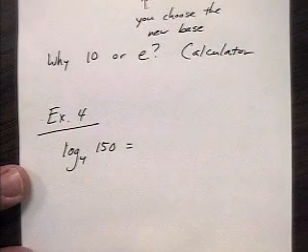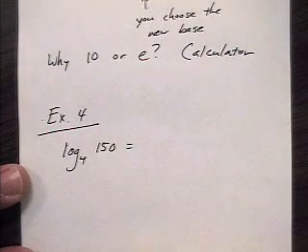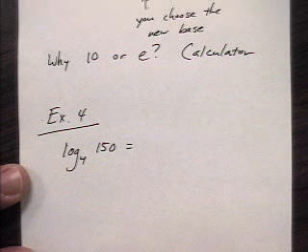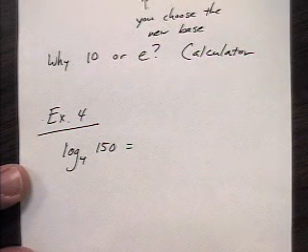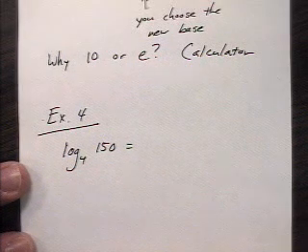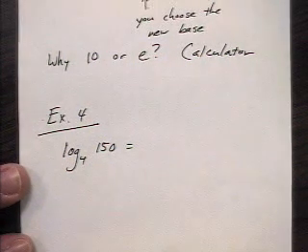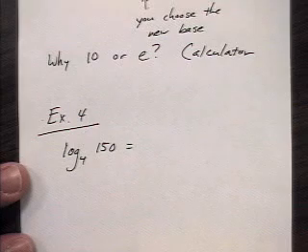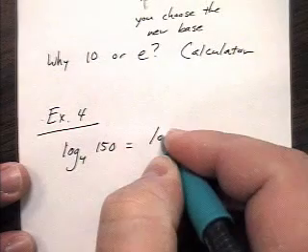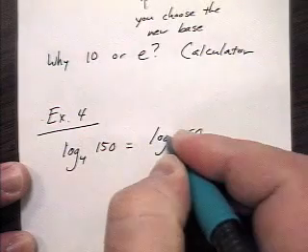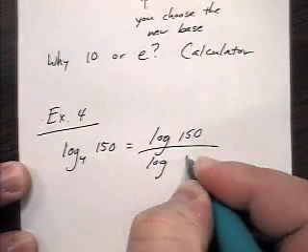So in example 4, which is not unlike some of the other examples we've seen, we have this situation. I have no idea what power on 4 gets me 150. 150 and 4 don't share a common base. I know 4 has a 2, but 150 doesn't. So I can't use that idea. I must change this using logarithms.